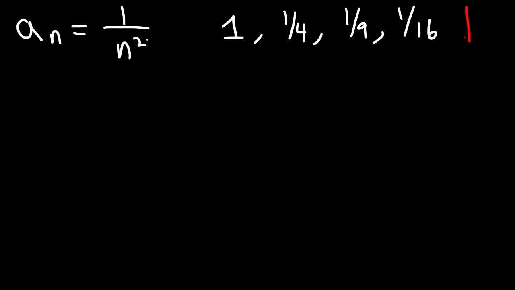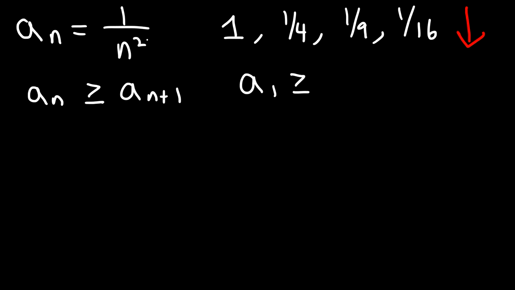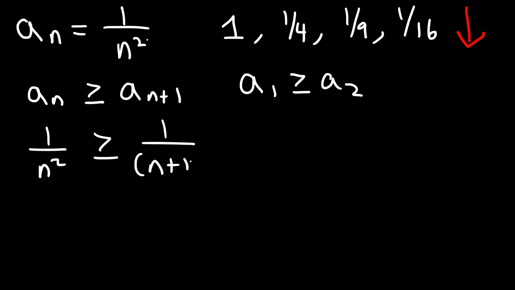Now, another way to show that we have a decreasing monotonic sequence is to show that a sub n is greater than a sub n plus 1. So for instance, we want to show that a1 is greater than or equal to a2. So the previous term is going to be larger than the next term. Now a sub n, we know it's 1 over n squared. And a sub n plus 1, that's 1 over n plus 1 squared.